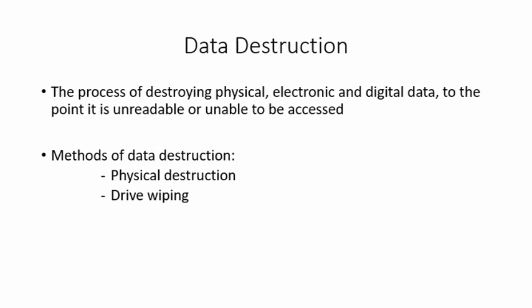A more drastic step than just hiding data is data destruction. This refers to the process of destroying physical, electronic, and digital data. Following data destruction, the original document should be completely unreadable or unable to be accessed. This can be done by individuals wanting to protect personal information, businesses to protect financial information, or in the case of a criminal investigation, by suspects to remove information that may be incriminating.